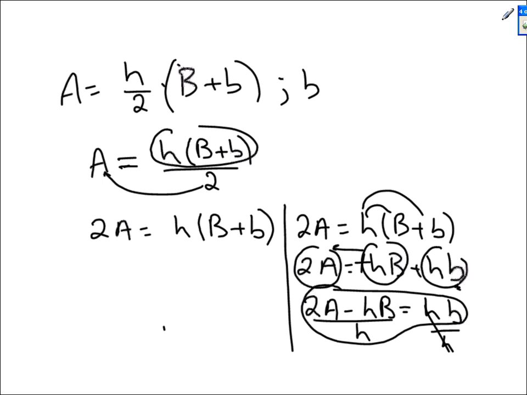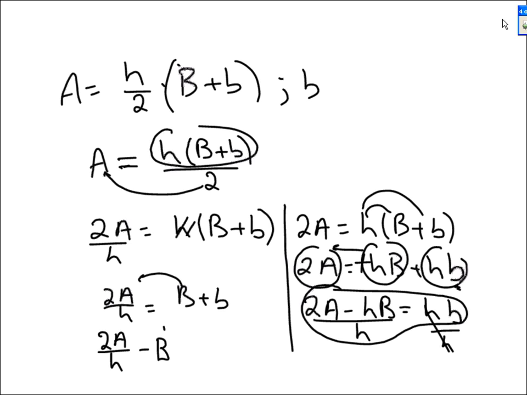What I would do is bring the factor h to the other side right away. So you have 2A over h equals big B plus little b. Bring the big B over. You have 2A over h minus big B. And that's little b.